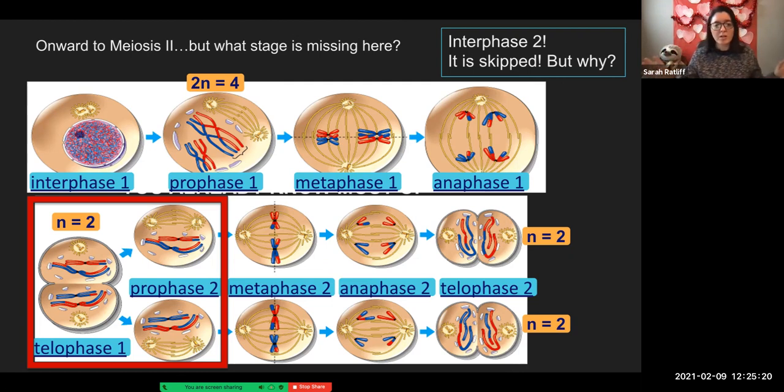So mostly, we don't need more DNA. We don't need to synthesize or replicate any more DNA. We're already in the middle of this process. We're just going to keep going until we get our end product of haploid cells.